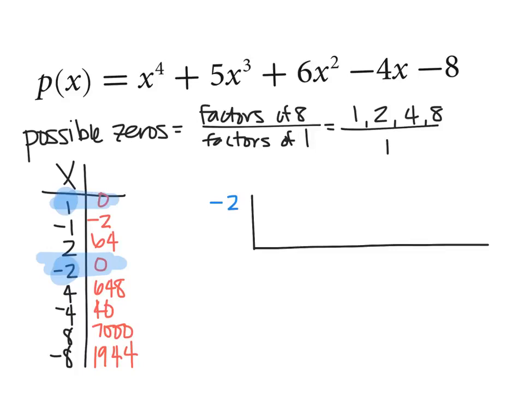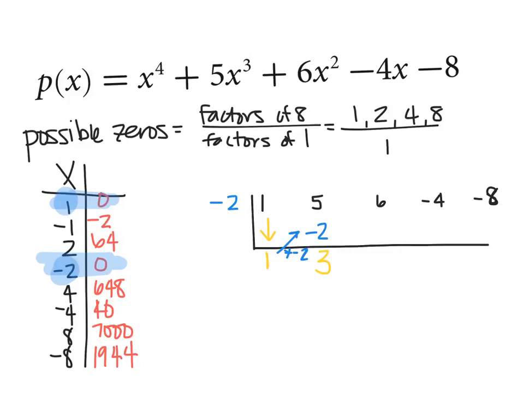And then what goes on the inside of my synthetic division box? 1, 5, 6, negative 4, and negative 8. All my coefficients. When I do synthetic division, the first thing I always do is bring down the 1. Then what do we do? Multiply it by negative 2. So 1 times negative 2 is negative 2. And then 5 minus 2 is 3.